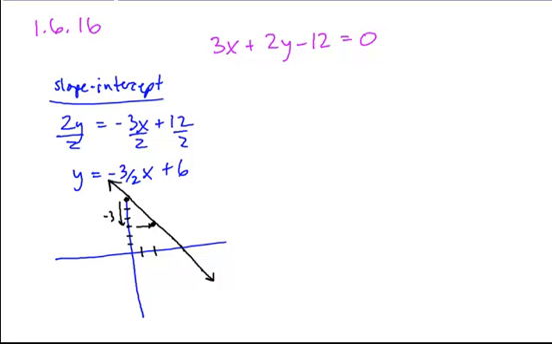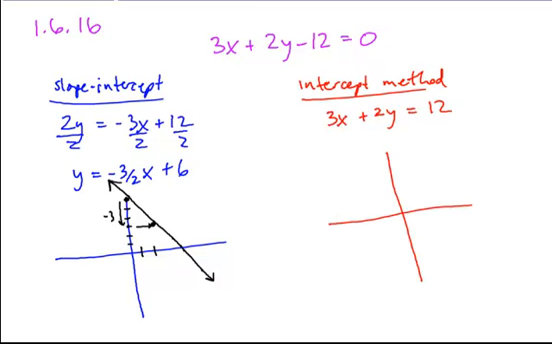There's another method that you could choose to use on this, and that's often known as an intercept method. And what that would mean is if you rewrote this in standard form, so you have a 3x and a 2y alone on one side, add 12 to the other, so we rewrite the equation in standard form. What you could then do is you could just plot the x and y intercepts for this to sketch your graph.